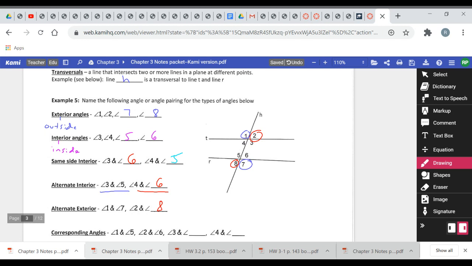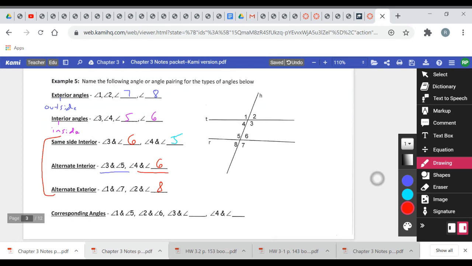Okay, so all the ones we've said so far, these last 3 right here, have all had the word interior or exterior in them. So you're looking for inside the two lines or outside the two lines. This corresponding is the only one that doesn't have the word interior or exterior in it. And the way I think of corresponding angles is in the same relative position.